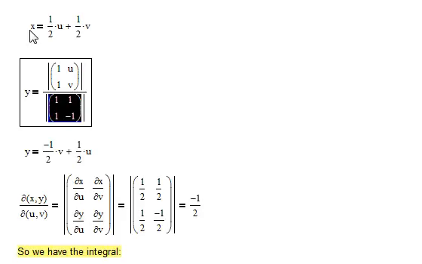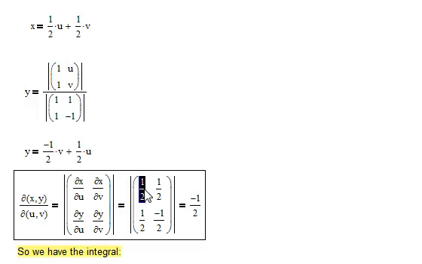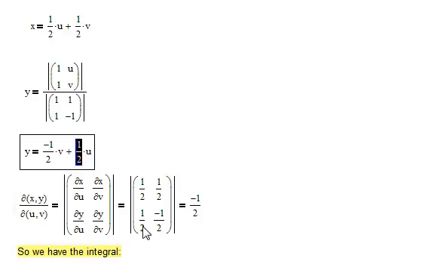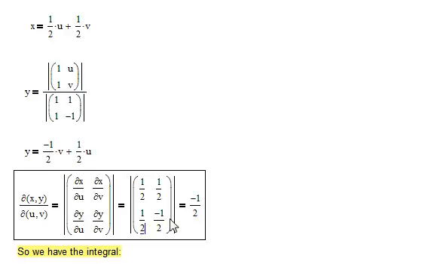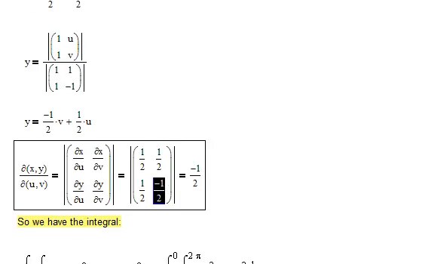of these two, the partial of x with respect to u is 1 half. The partial of x with respect to v is also 1 half. The partial of y with respect to u is 1 half, and the partial of y with respect to v is negative a half. So when we calculate this Jacobian, it's negative a fourth minus 1/4, so negative 2/4, which is negative a half.